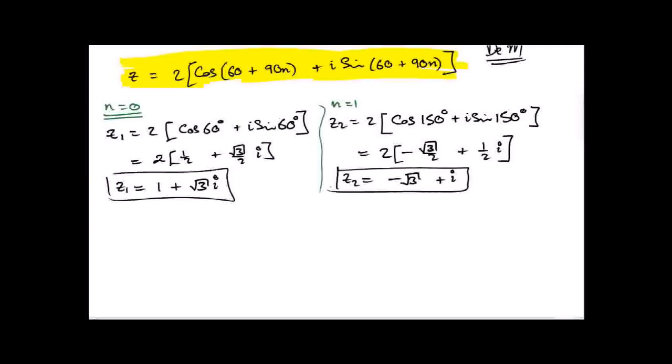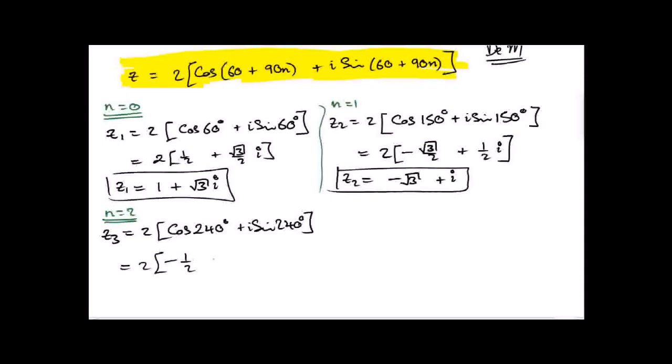Now let's keep going. Next up, let n equal 2. So z3, isn't that going to be 2 into the cos of, well now let's put in 2 instead of n. 90 multiplied by 2 is 180. 180 plus 60 is 240. So cos 240 plus i sine 240. Would you agree that both cos and sine are negative in this quadrant? We're in tan's quadrant now, aren't we? Where tan is positive, but sine and cos are both negative.